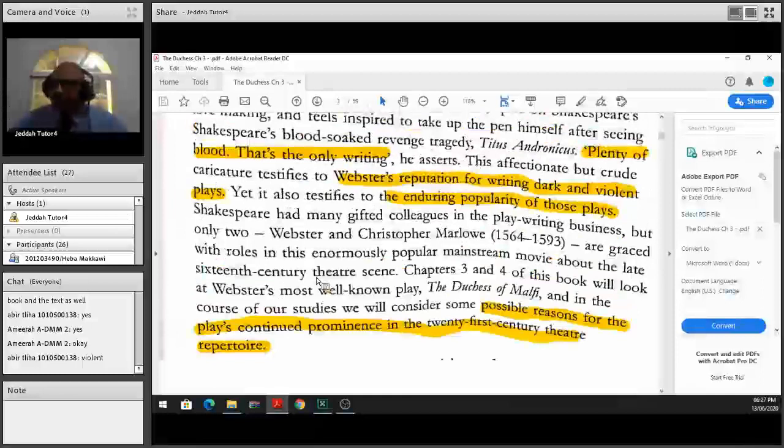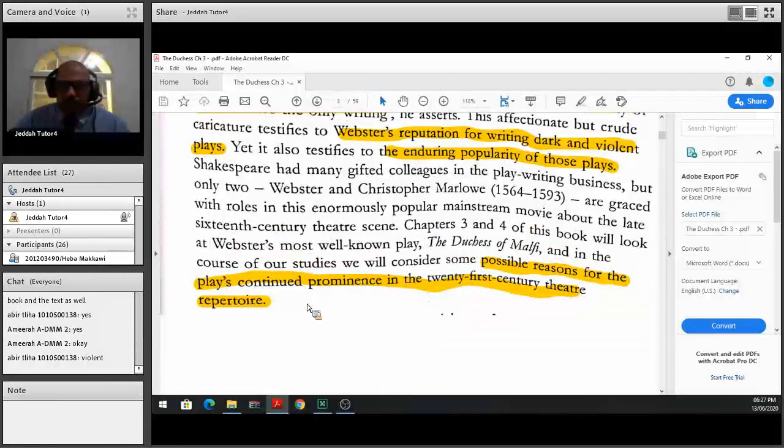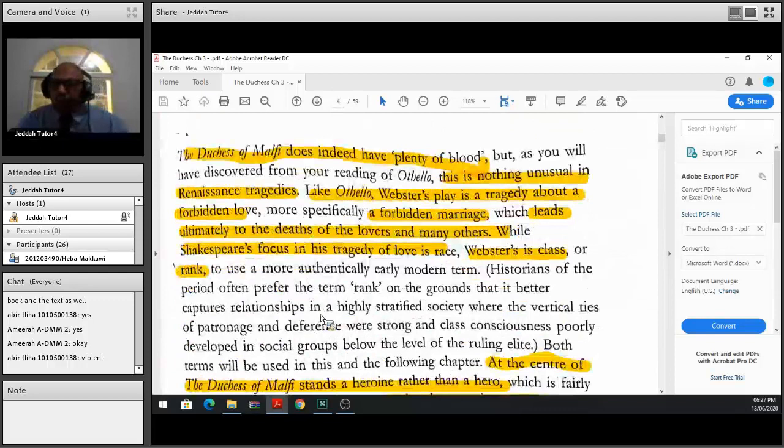We'll also consider the reasons why the play has such prominence. Even in the 21st century, people still pick it up and read it, and they seem to have the same fascination that its original audience had. So it's a phenomenon, and we're going to explore it.